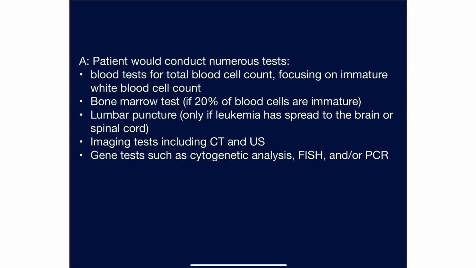So, a patient would go through numerous tests such as blood tests for total blood cell count, focusing on immature white blood cells, bone marrow tests, lumbar punctures only if the leukemia has spread to the brain or spinal cord, imaging tests such as CT or ultrasound, gene tests such as cytogenic analysis, FISH, or PCR.